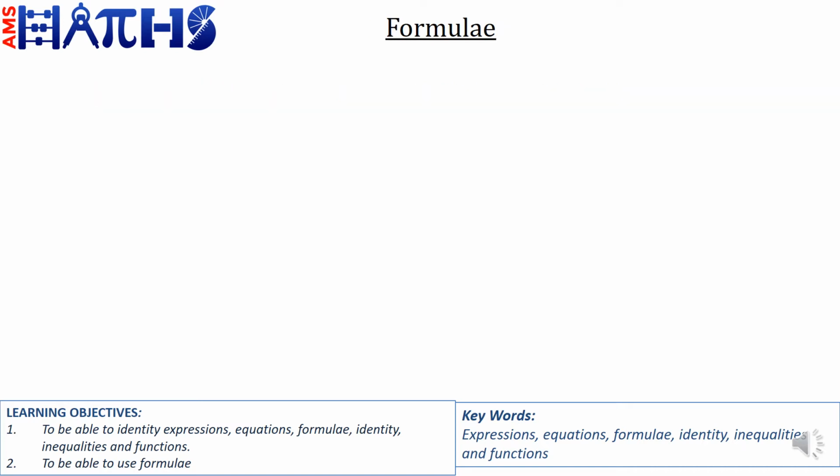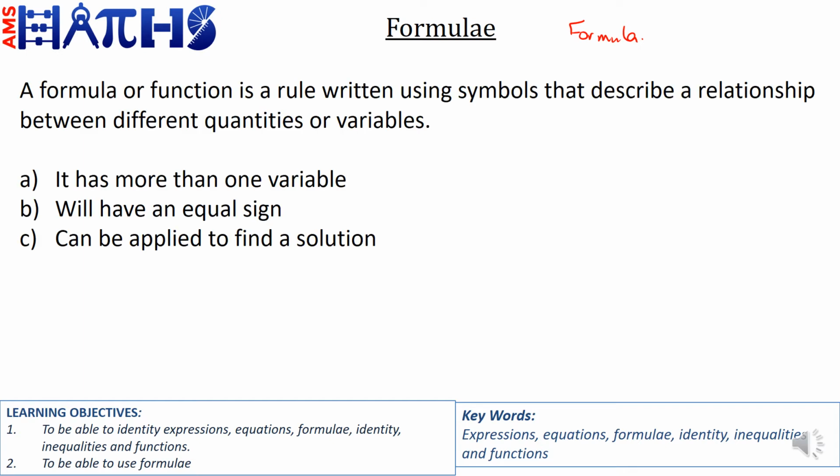Now let's look at formulae. Formulae is just the plural for more than one formula. So let's look at what a formula is. A formula or a function is a rule written using symbols that describe a relationship between different variables or different quantities. It has more than one variable, x, y, a, b, etc. We have an equal sign in there, and we can find a solution for the formula if we are given the values for other parts of the formula.